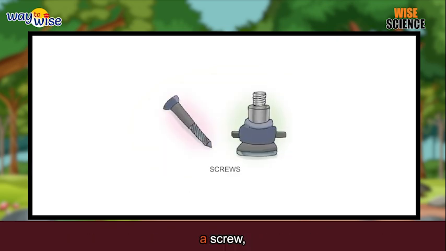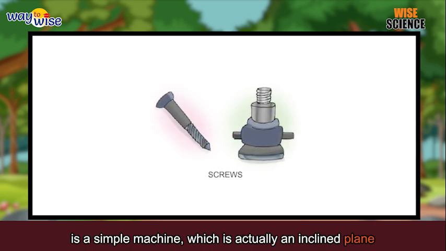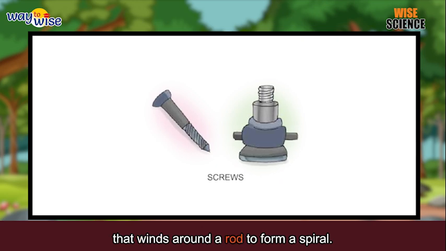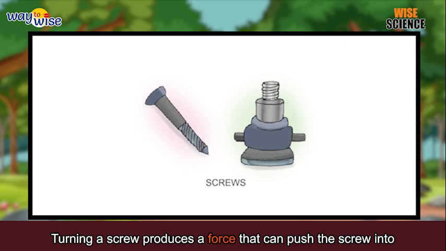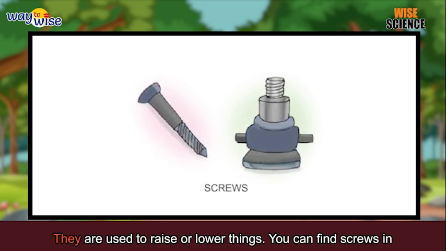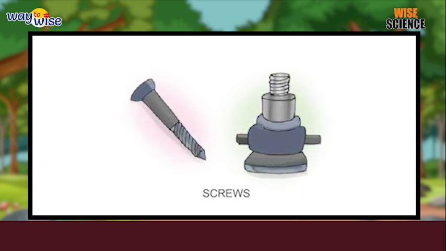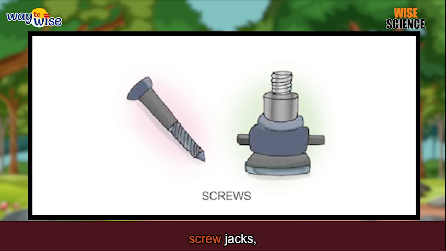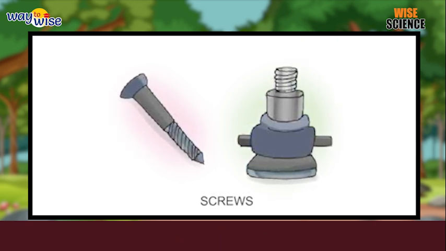The screw. A screw is a simple machine which is actually an inclined plane that winds around a rod to form a spiral. Turning a screw produces a force that can push the screw into wood or tighten it against a nut. They are used to raise or lower things. You can find screws in jars, electric bulbs, screw jacks, drilling machines, nut bolts, etc.